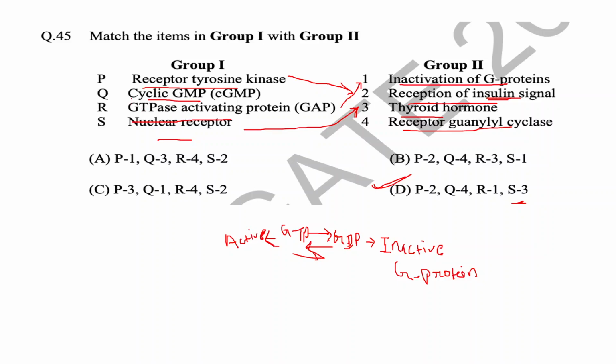Then the remaining thing is cyclic GMP. Okay, so cyclic GMP is cyclic guanosine monophosphate. So what is the receptor for it? The receptor for it will be receptor guanyl cyclase. Okay, so this will be the correct form.